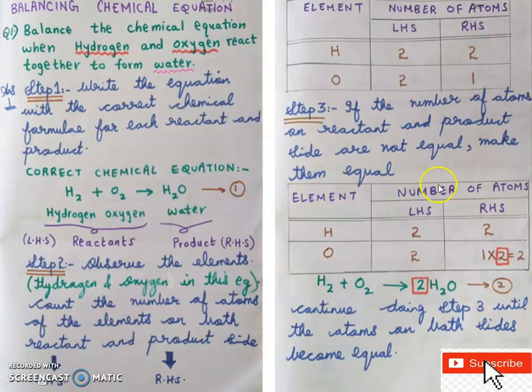So again, the same table: element, number of atoms, LHS, RHS. For the elements, I know hydrogen and oxygen are there.